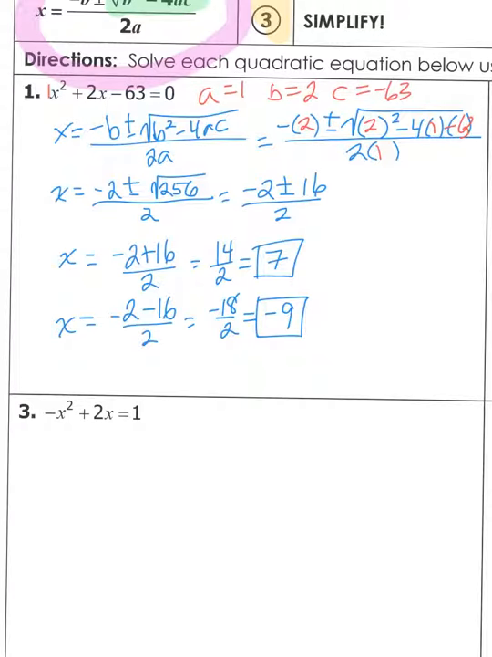Now note that the value of our discriminant was 256, a positive value. And do you see that I got 2 real roots, 2 answers? That means that our parabola will cross the x-axis at positive 7 and at negative 9.